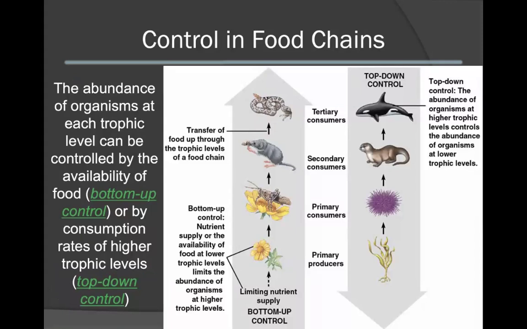Food chains are also controlled by what is termed bottom-up or top-down regulation. The abundance of organisms at each trophic level is either controlled by the availability of food in bottom-up control or by their consumption by higher trophic levels, also known as top-down control. Note the diagram to the right to understand the difference between bottom-up versus top-down control.